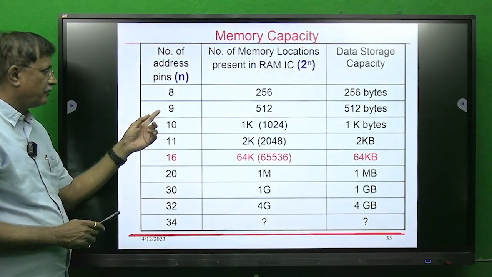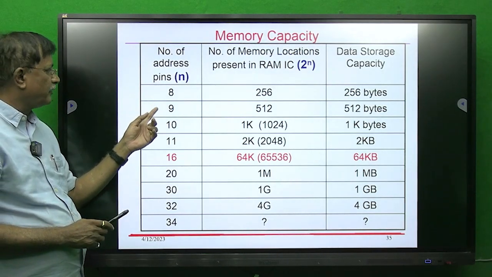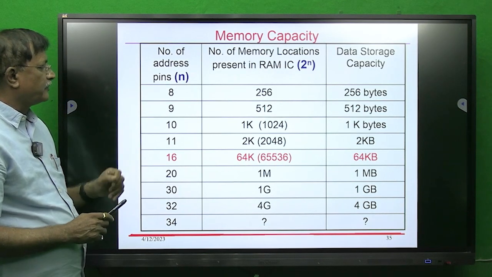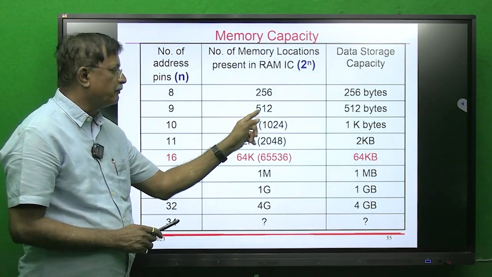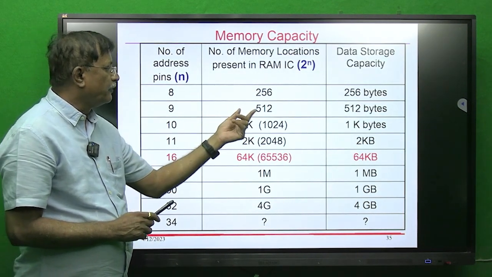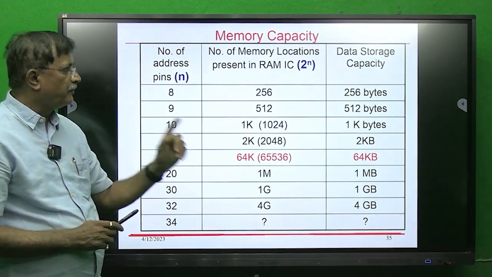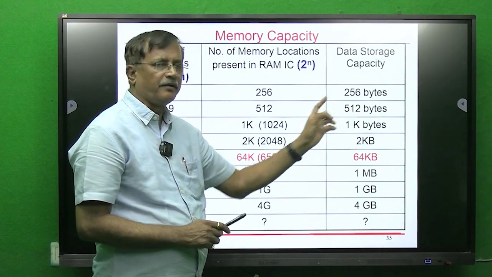But if you increase a single line here, the address lines are increased by 1, then 9 address lines are there. Then 2 raised to 9 is 512. So 512 memory locations will be there. Each location will store 1 byte. So the capacity will be 512 bytes.